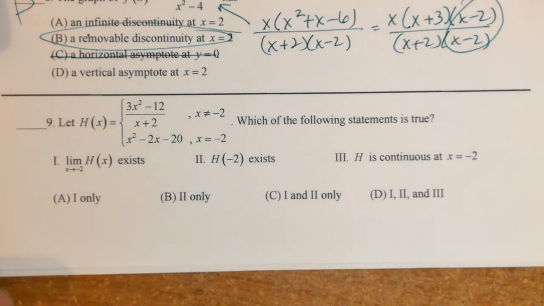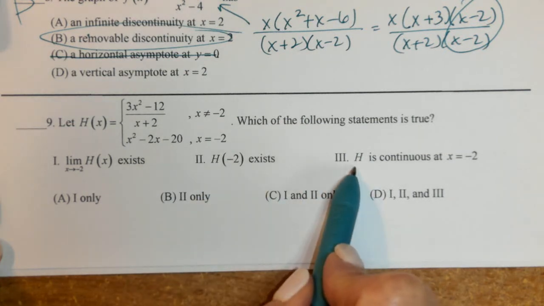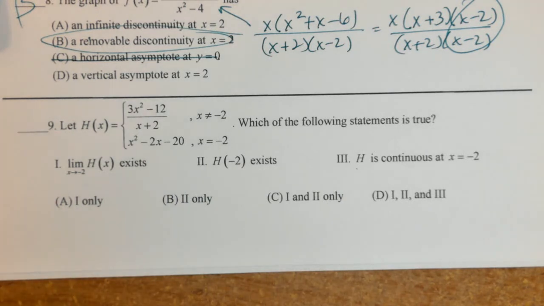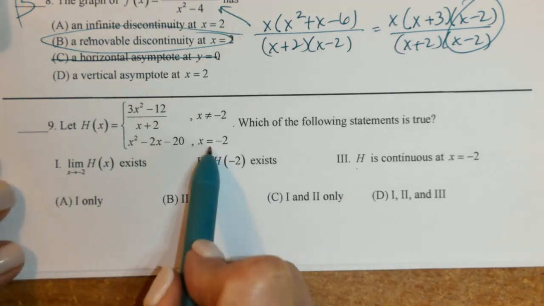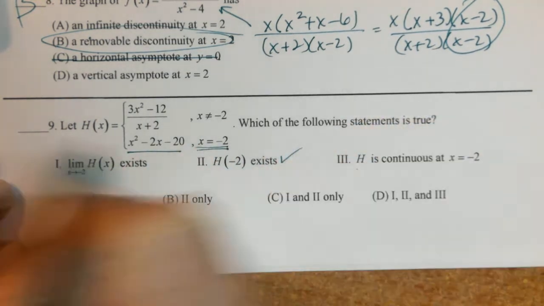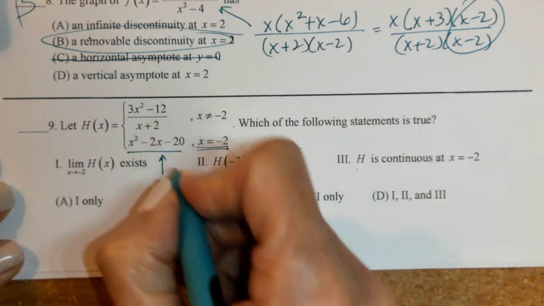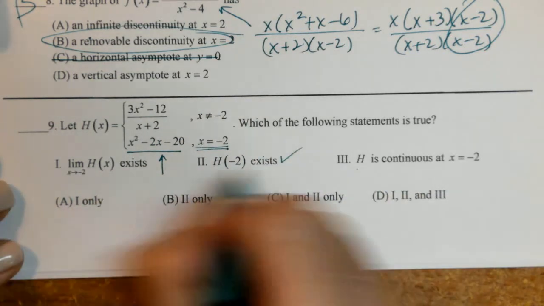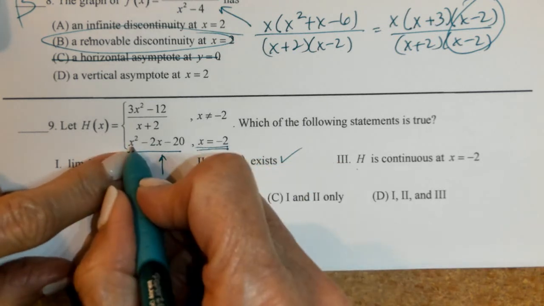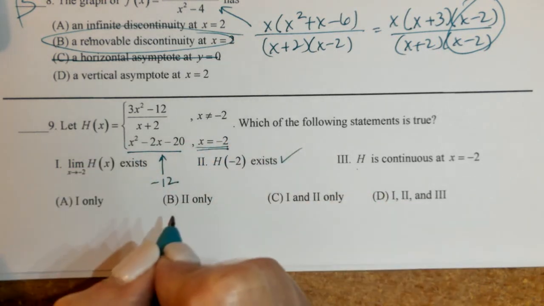Which of the following statements is true? The limit exists, h of negative 2 exists, h is continuous at x is equal to negative 2. So, when x is negative 2, I can put it in there and I get a number. So I know that h of negative 2 exists. What number do I get? Let's put it in and see, because we're going to need that for our continuity thing. So if I put negative 2 in for x, I get a 4 plus 4 minus 20. That's a negative 12. Okay?